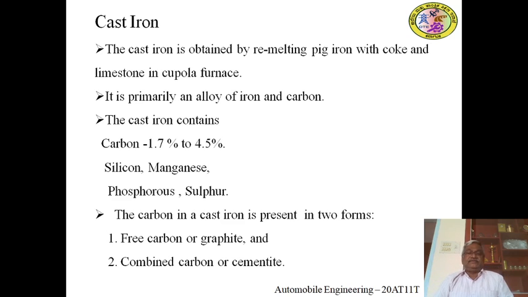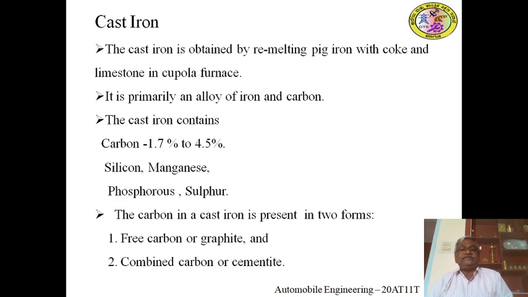Next, cast iron. It is one of the ferrous metals. Its major constituent is iron only. This cast iron is obtained by remelting pig iron with coke and limestone in a cupola furnace. So the pig iron is remelted in the cupola furnace with coke and limestone.